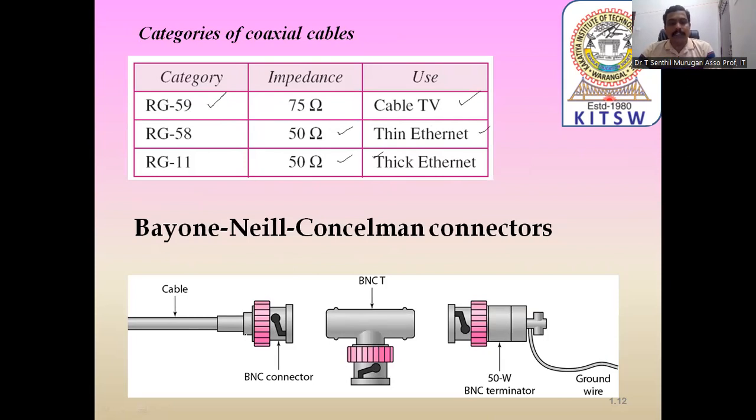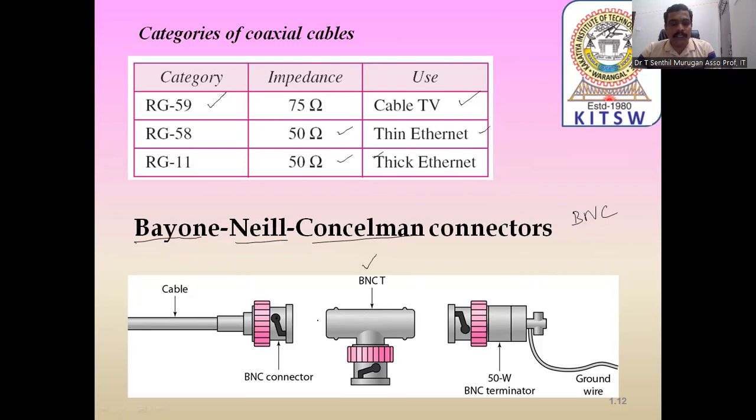And to connect these cables with other devices, we need some connectors. These are the connectors. This connector's name is Bayonet Neill-Concelman connector, normally called a BNC connector. The BNC connector normally has a lock button, and this lock helps to fix it in the device. This is the cable with the connector. This is the BNC T connector.